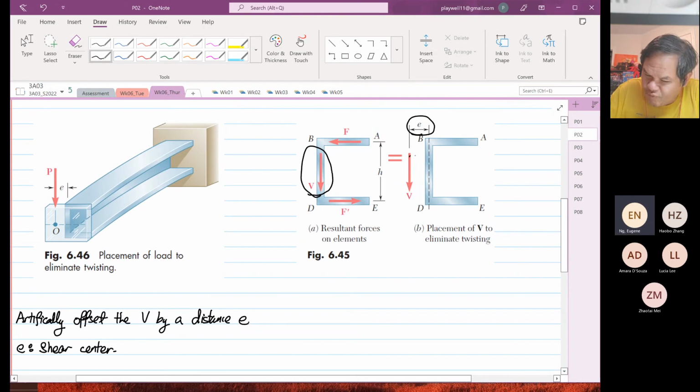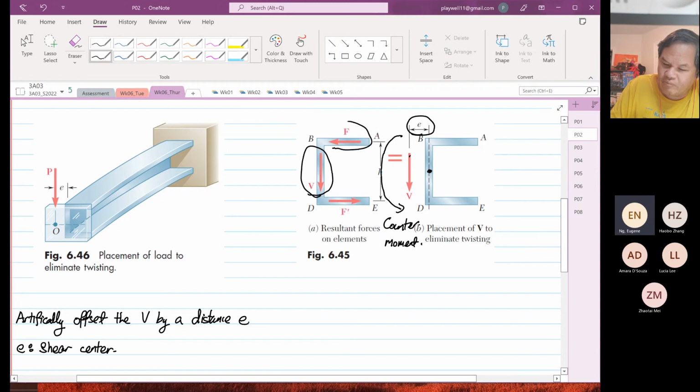So we move V towards the left, right? So when you move V towards the left, right? So at this point, when you shift V towards the left, right, you generate a counter moment. Okay. Some of you ask me, Eugene, why we cannot move F, right? Why do we not move F?